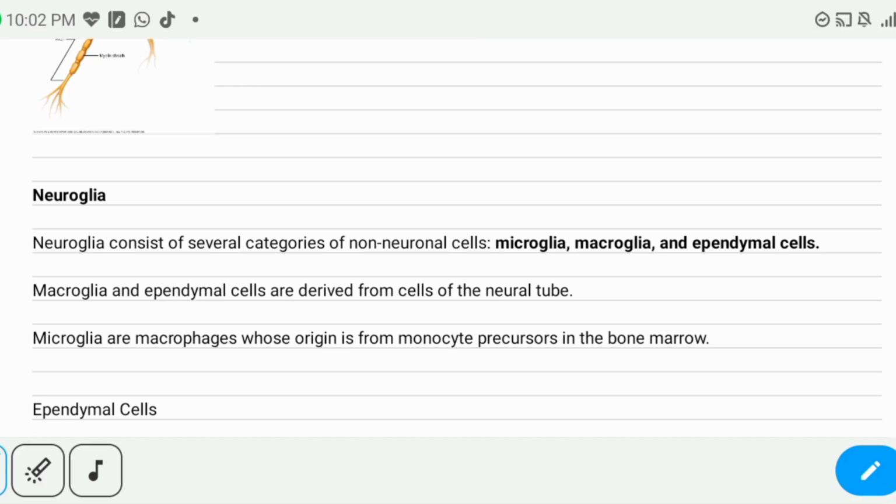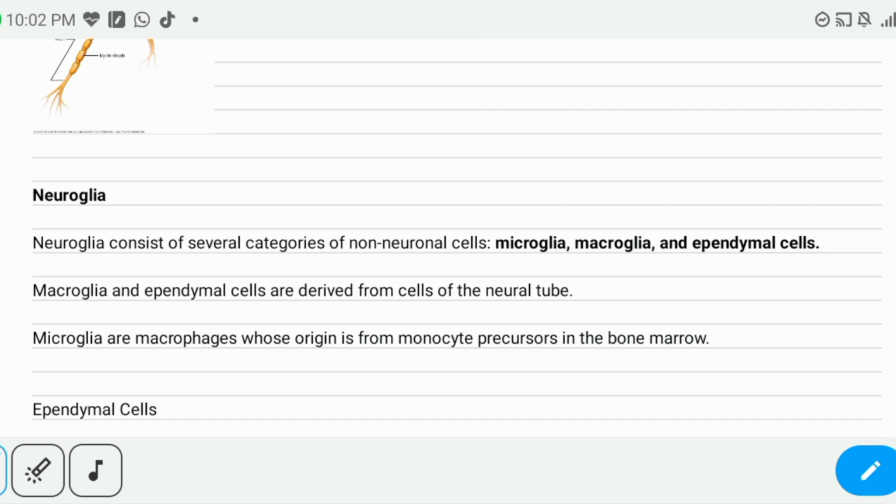So let's talk about the neuroglia. Neuroglia consists of several categories of non-neuronal cells, and these include the microglia, macroglia, and the ependymal cells. Let's talk about the microglia and the ependymal cells. They are derived from neurotube.